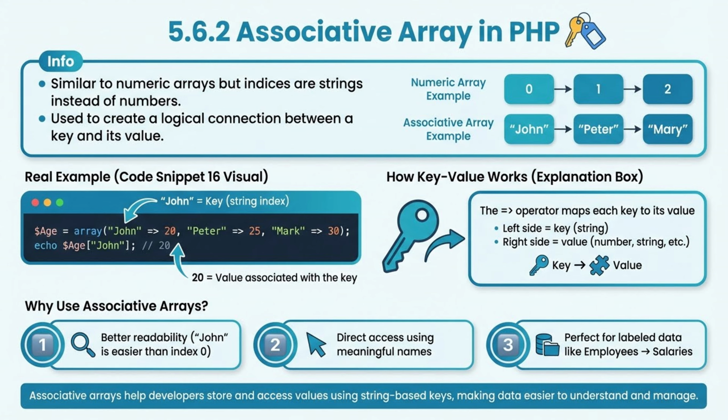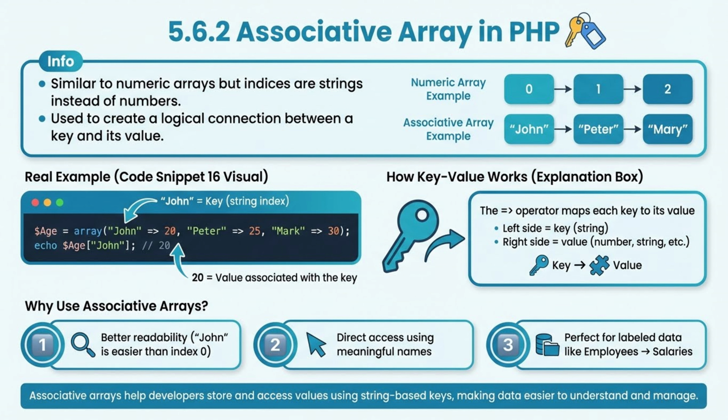This process is made possible by the equals-greater-than, or double arrow operator, which maps each key to its corresponding value. The left side of the arrow defines the key, while the right side defines the value, making the relationship clear and easy to read.